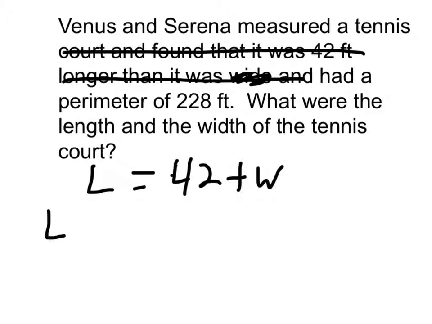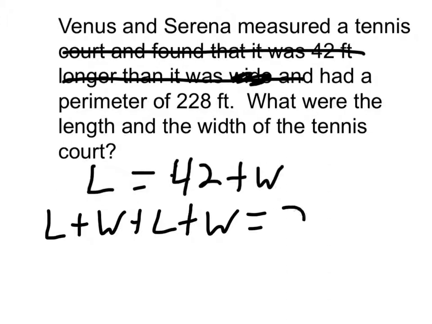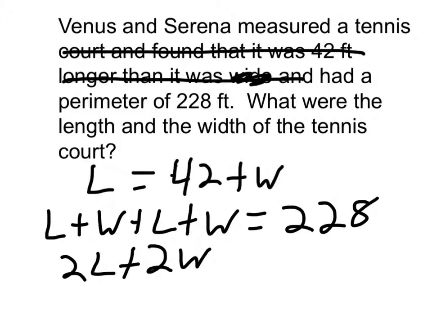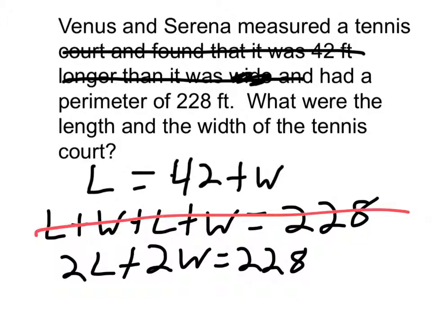So if we add length plus the width plus the other length plus the other width, this is not a good way to express perimeter, but you add up all the lengths and the widths, it should make 228. Or a better way of expressing this is 2L plus 2W equals 228. Okay, so now we have a system of equations, because to start with we had a length and a width, two variables that we didn't know. But now that we're dealing with two equations and two variables, we can solve.